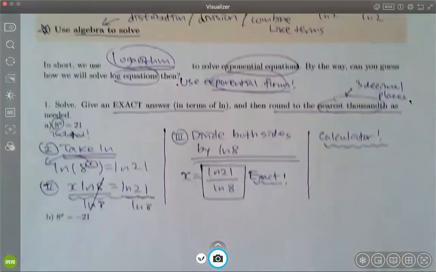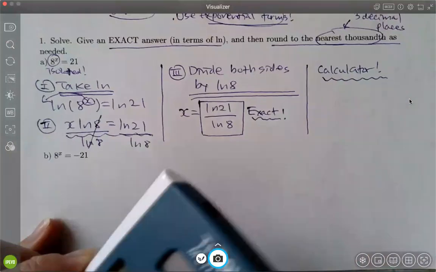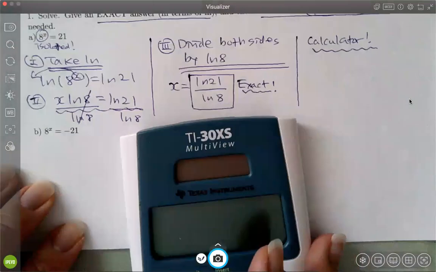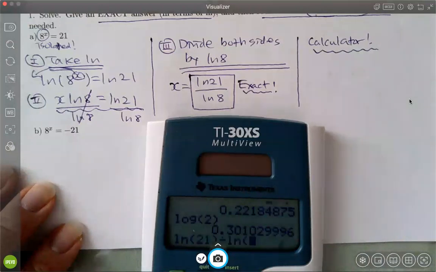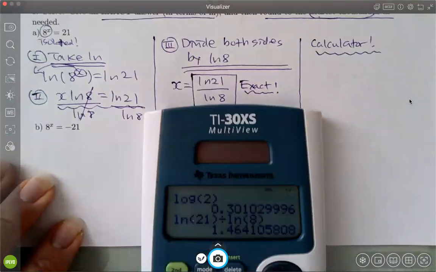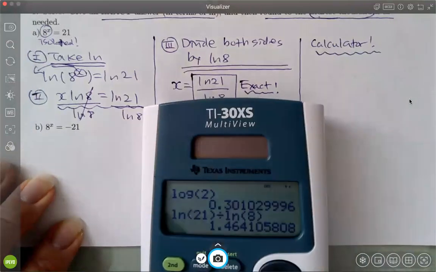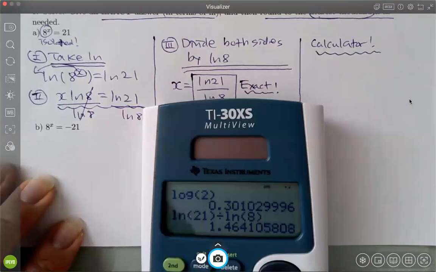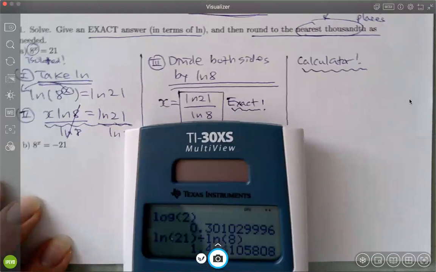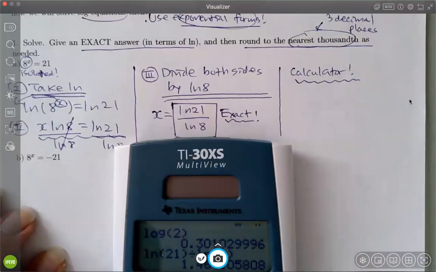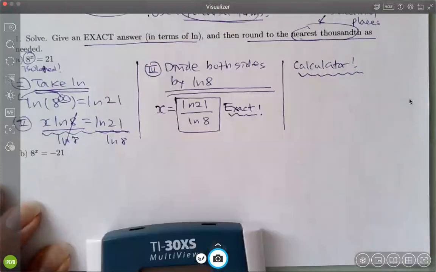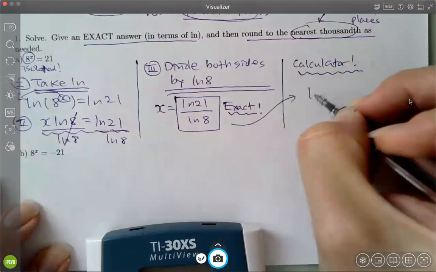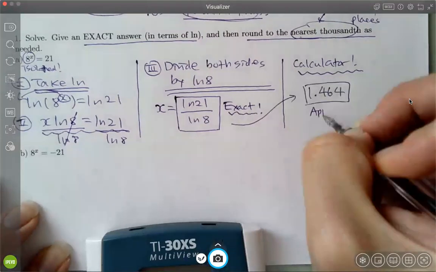So type ln 21 over ln 8. So you should get 1.464105 and so on. Now up to 3 decimal places. So that means what? 1.464, right? So 1.464. That is the approximation.